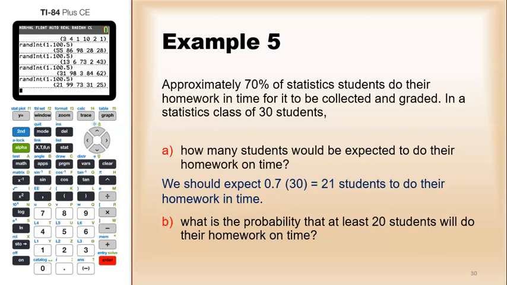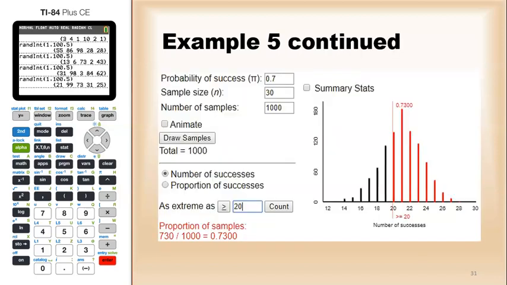That's the type of question that we can ask Rossman Chance. So we set the probability of success to 70%, the sample size to 30, because we have a class of 30 students. And then let's do again at least 1,000 simulations. You want to do more? Go for it.